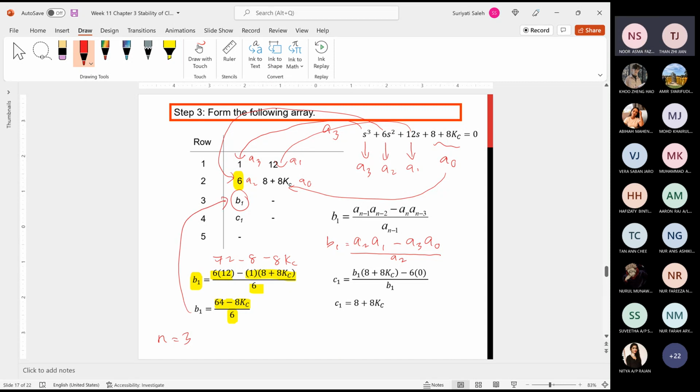And for the C1, we use the similar formula where we have the B1, 8 plus 8 KC, minus 6 multiplied by 0, divided by B1. So for this part, 6 multiplied by 0 becomes 0. B1 can be cancelled. That's why you get 8 plus 8 KC. So the location of the C1 is based on the 8 plus 8 KC. So this is the thing that we need to construct. So we complete the row number 1, 2, 3, and 4.